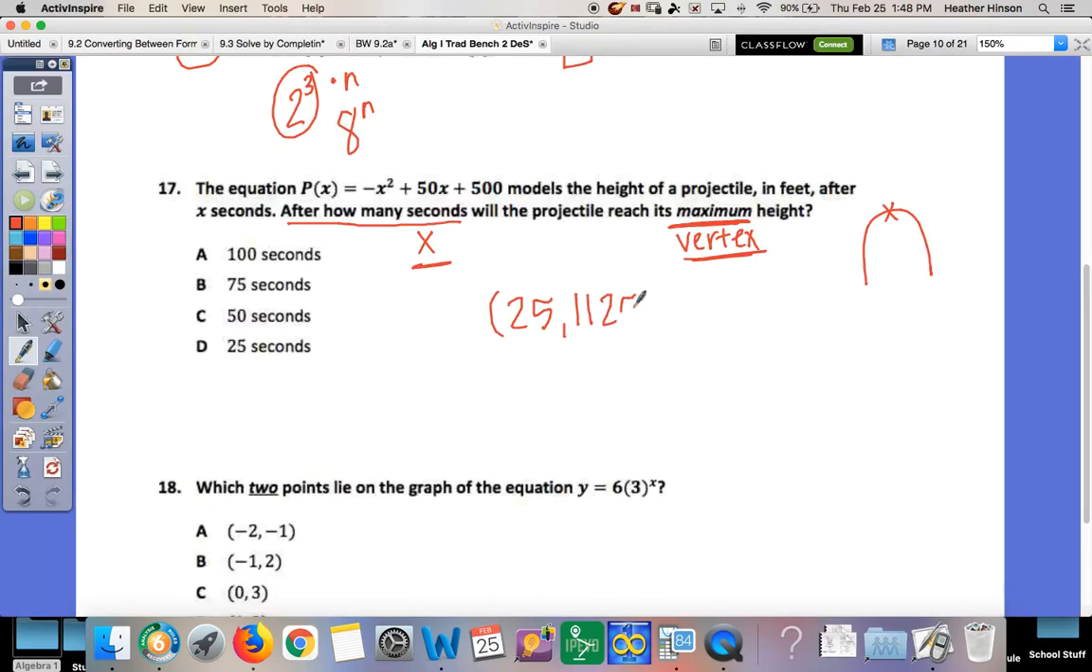Which part of that maximum do we want? Because it doesn't have a whole point. We want the seconds. We want the x value. That's your seconds. So that one's going to be D.